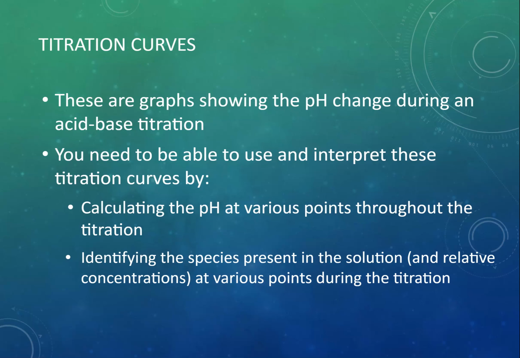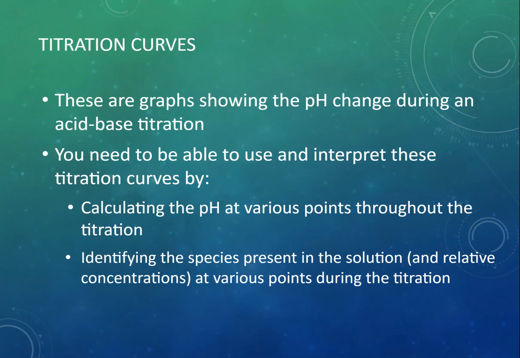So, first off, a titration curve is a graph that shows the change in the pH as the titration progresses. So it's effectively a graph where the x-axis has the volume of titrant that's been added and the y-axis has the pH. And you need to be able to interpret these curves. So you need to be able to calculate the pH at different points, look at what's present, and identify some different regions within that titration curve.